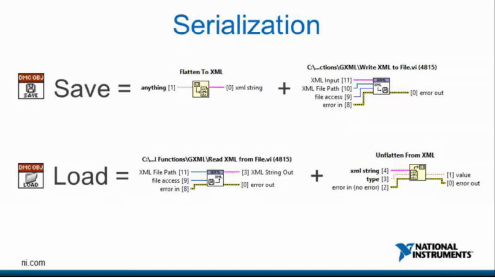So really, you have an object that you want to save to disk, you convert it to an XML string, you take that XML string, write it to a file. Very simple. Loading is the inverse process. You know the file where this is stored, you read the XML string out of that, and then you simply use the unflatten from XML VI to convert that, basically parse that back into an object.